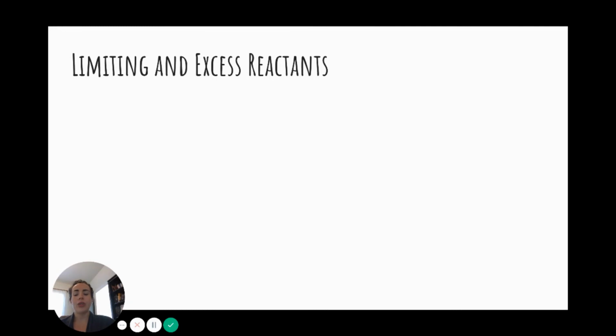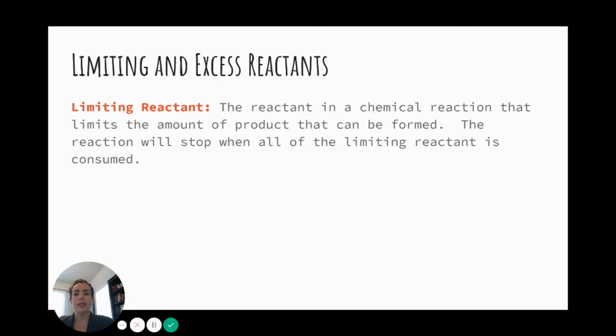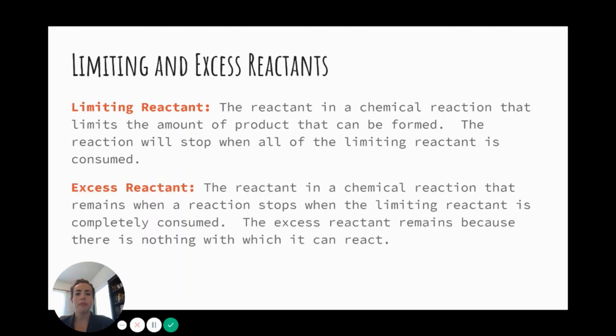So to get these definitions, what we see is limiting and excess reactant. A limiting reactant is a reactant in a chemical reaction that limits the amount of the product that can be formed. This reaction will stop when all the limiting reactant is consumed. So we don't have enough of our limiting reactant. And once all the limiting reactant is used up, we can no longer continue the chemical reaction. On the other hand, we have excess reactant, and this is a reactant in a chemical reaction that remains when the reaction stops and when the limiting reactant is completely consumed. The excess reactant remains because there's nothing left for it to react with.